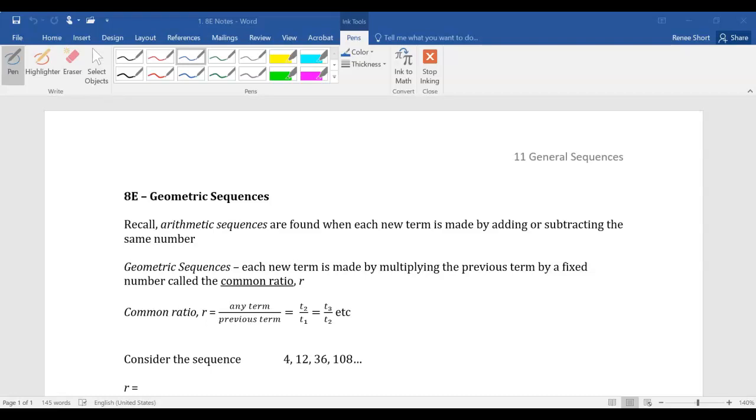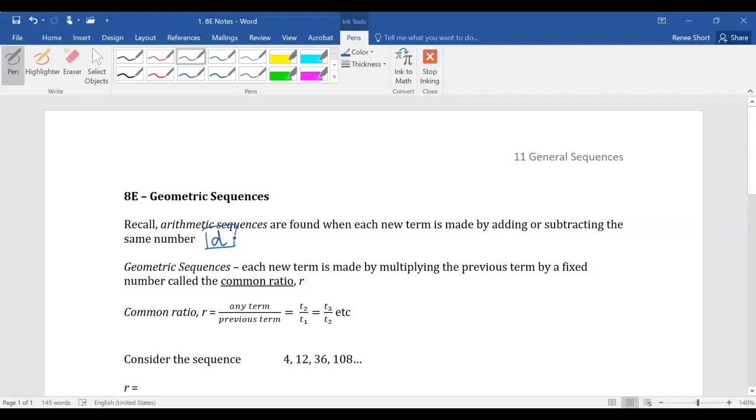So this video is now going to look at 8E, which is on geometric sequences. If we recall, arithmetic sequences are found when each term is made by adding or subtracting the same number. And we called that same number the common difference, which we use the pronumeral D to represent.